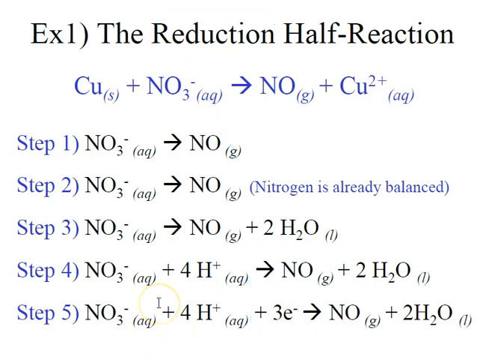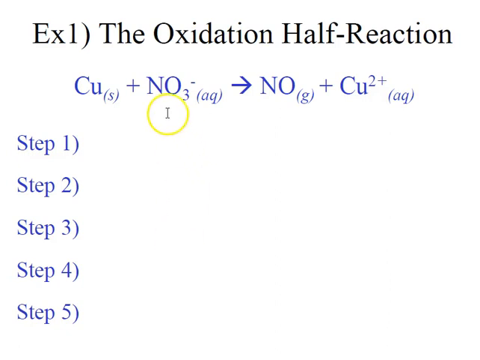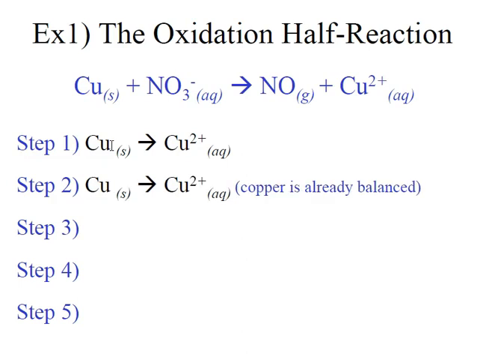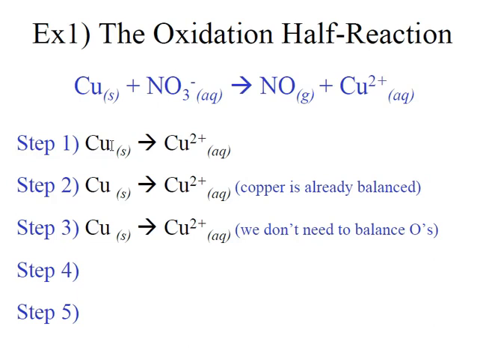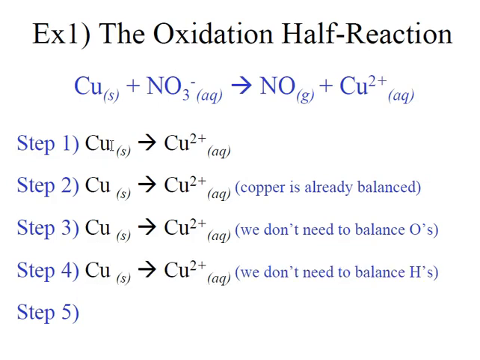Let's move on to the oxidation half. We said that nitrogen was reduced, so copper must be the one that's oxidized. So that'll be copper solid goes to copper plus 2. In step 2, we need to balance any atoms that are not oxygen and hydrogen. So we have 1 copper on each side. That's already balanced. Step 3 is to balance oxygen by adding water, but there's not any oxygen. And step 4 is to balance hydrogen by adding H+, but there's no hydrogen, so we don't need to do that either.